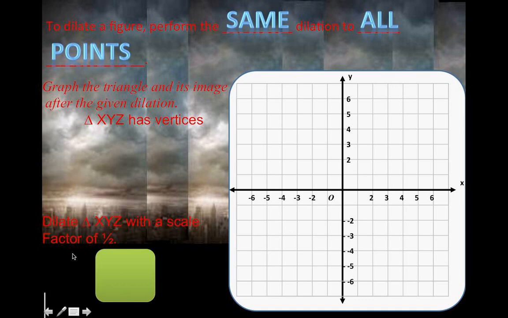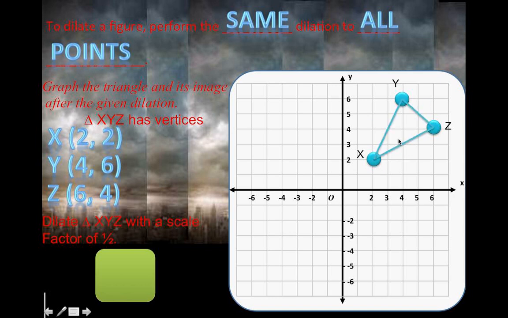Just like that last point we did, your scale factor here is going to be 1/2. So X is going to be at positive 2, positive 2, right here. Y is going to be at 4, 6. So positive 4, positive 6 right up here. And Z is going to be the reverse of that. It's going to be at positive 6, positive 4, right up here. And of course we're going to label it, and then we're going to go ahead and connect those.